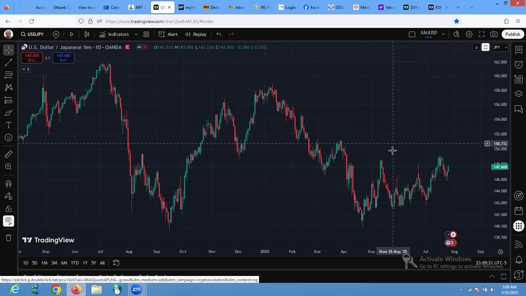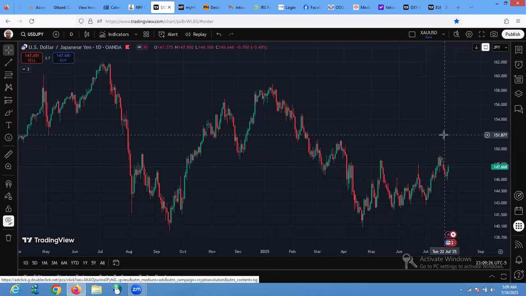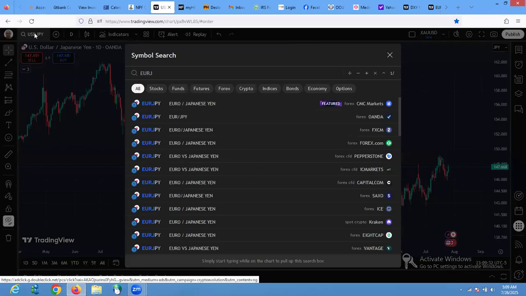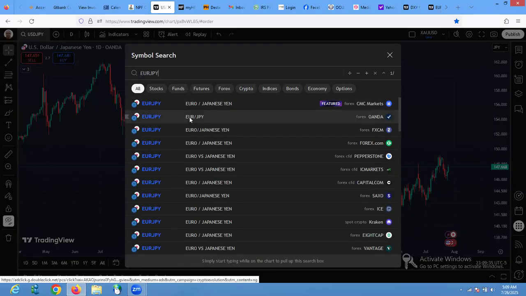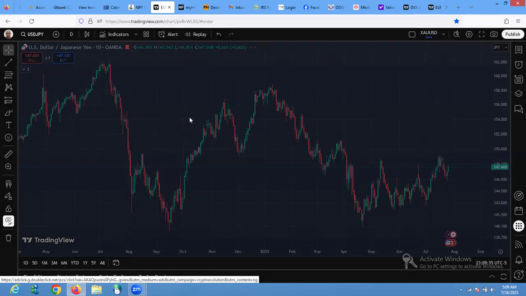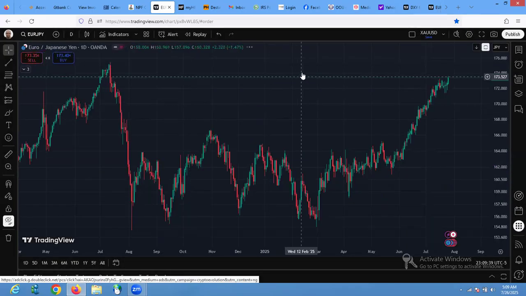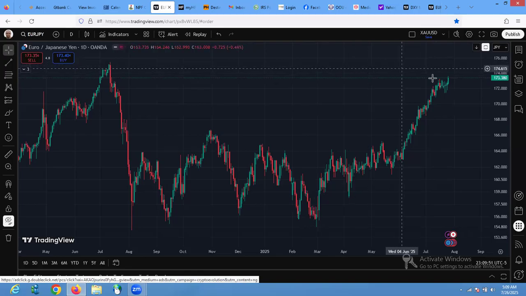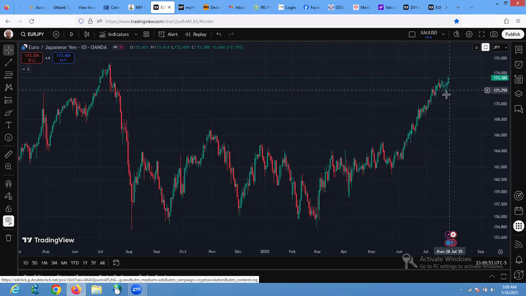So let's just exercise more patience with USD JPY. The same thing with Euro JPY. Euro Yen is trying our patience. They may want to take the top, but it might not. It might just kiss the top and begin to come to the downside.